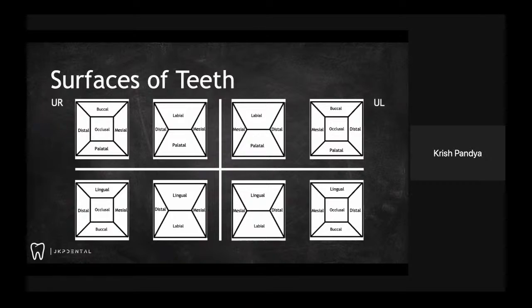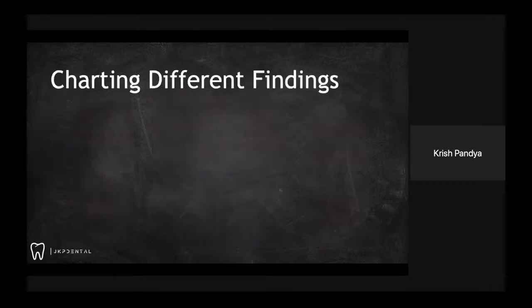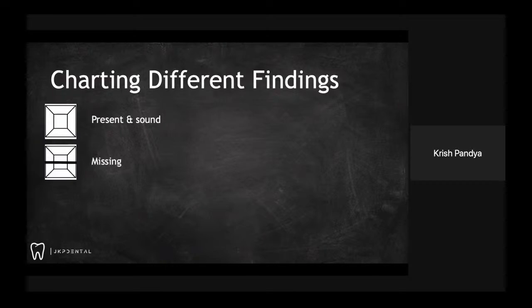So now that we know all the surfaces of the teeth, we can move on to how to chart all the different intraoral findings. If we start with the easiest finding to chart, and that is a tooth with no restorations and no decay, to chart that, you just leave the square empty. The next finding we're going to chart is missing teeth. If you see a tooth that's missing, put a line through the square.